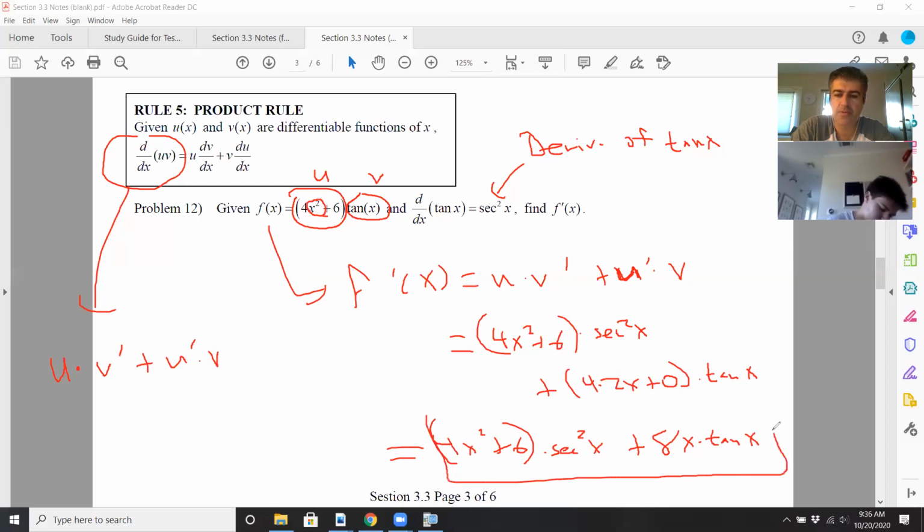No need to distribute. Just leave it like that. You're good. That is a product rule. It can be very efficient when you start dealing with some really nasty terms being multiplied together. Sometimes you have no choice but to do the product rule. So as long as each part of your function, the 4x squared plus 6, the tangent x, as long as you can find derivatives of those, you're okay. You'll have a chance to practice that in homework, and then we could talk about that. But it's very, very straightforward. Don't overcomplicate it.